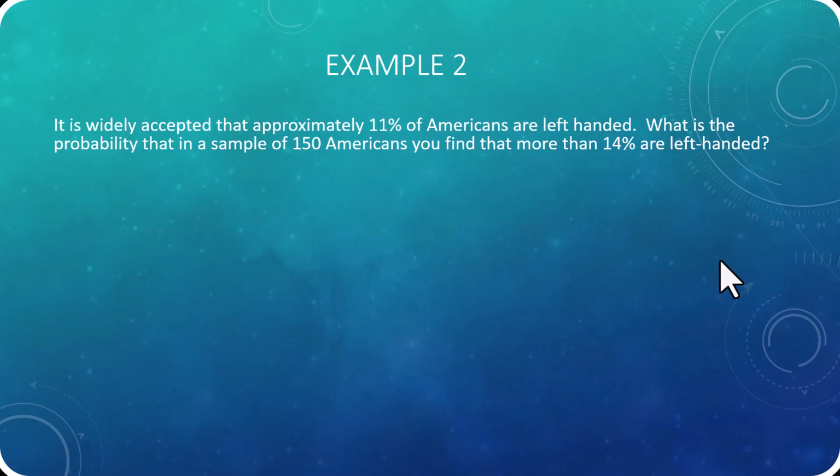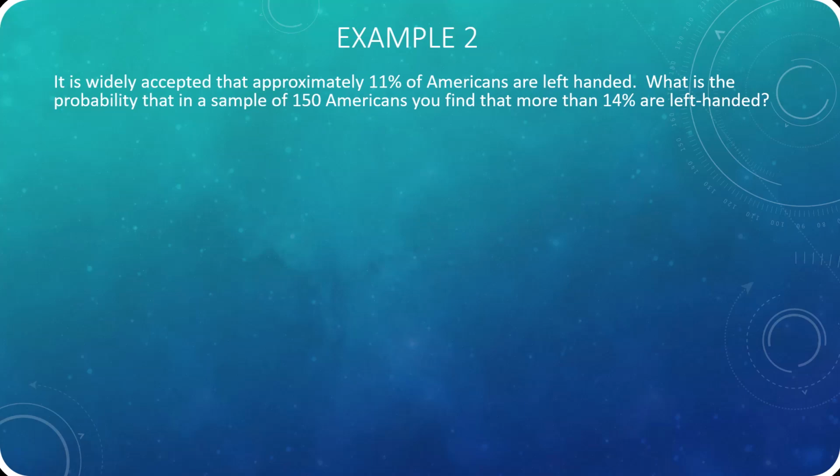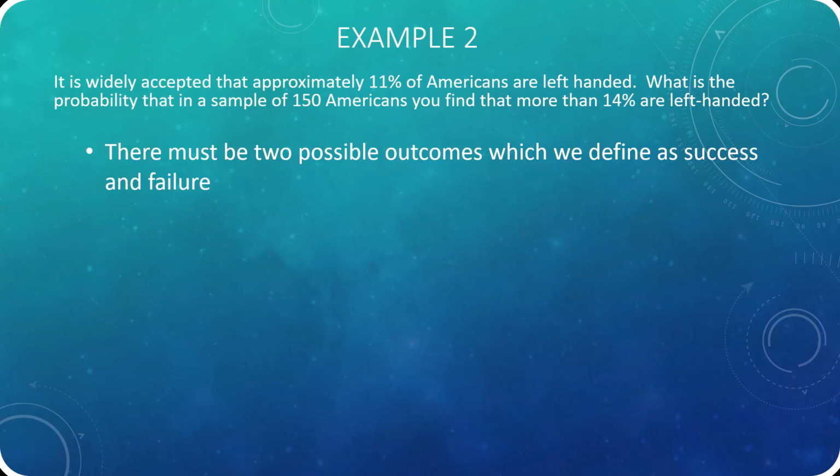Example 2. It is widely accepted that approximately 11% of Americans are left-handed. What is the probability that in a sample of 150 Americans you find that more than 14% are left-handed? So first we have to go through and make sure all of our requirements are met. First of all, there have to be two possible outcomes, which we will define as success and failure. So we will define success as being left-handed and failure as being not left-handed.